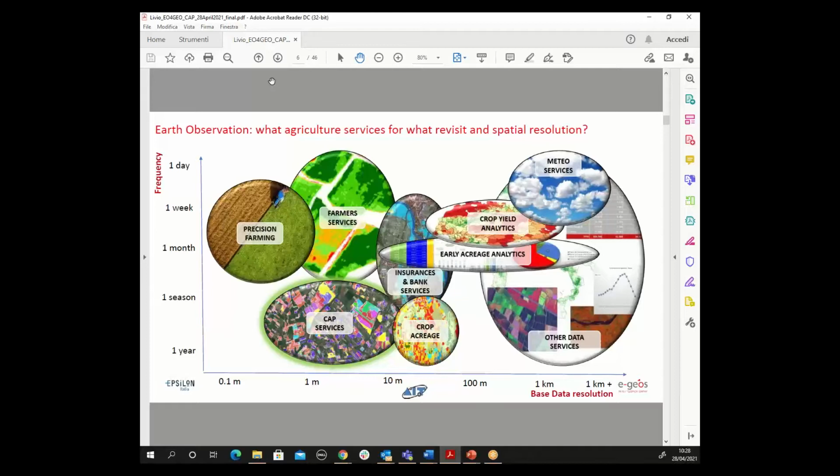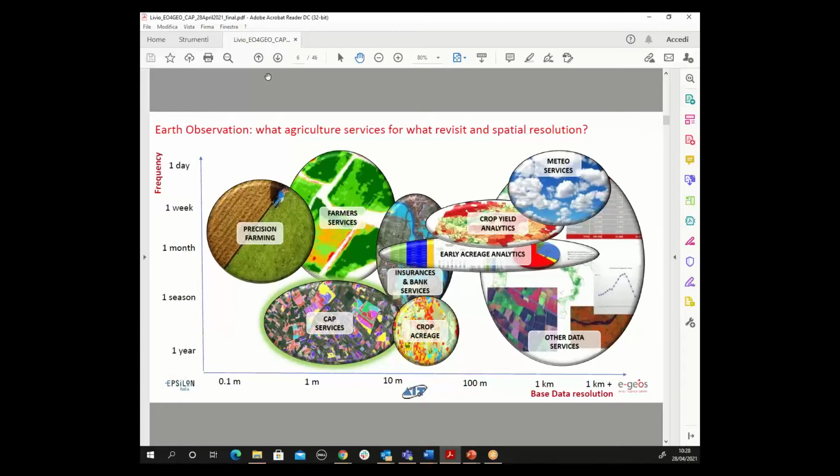What is the relationship between frequency and resolution in remote sensing for this sector? Obviously we can see a high revisit for precision farming, for instance, and a low or medium revisit for CAP services and other situations. Our target is around the seasonality, and the resolutions range from 50 centimeters of very high resolution, up to 10 meters of Sentinel-2 satellite. Next, please.